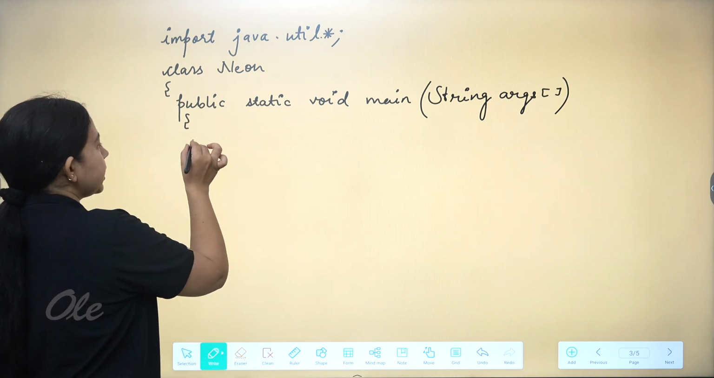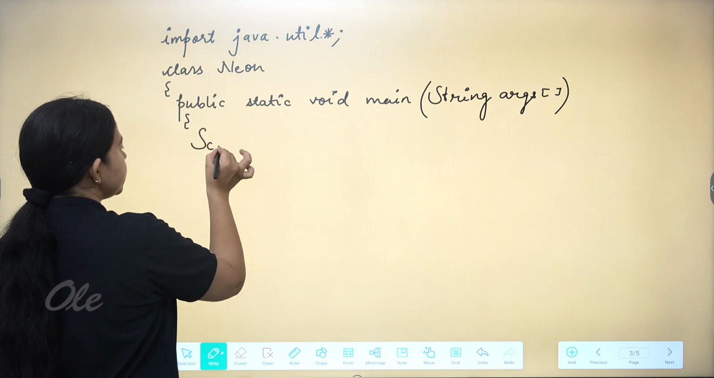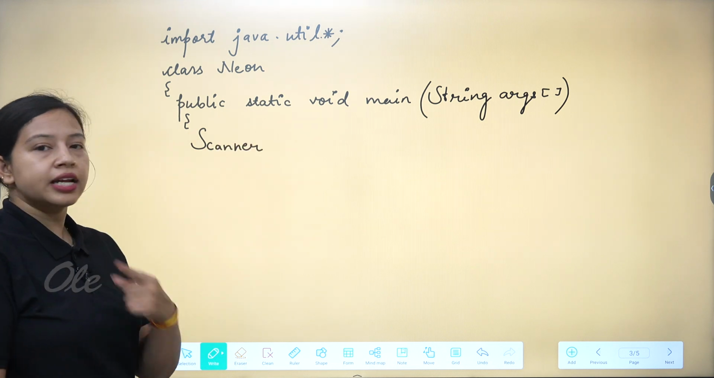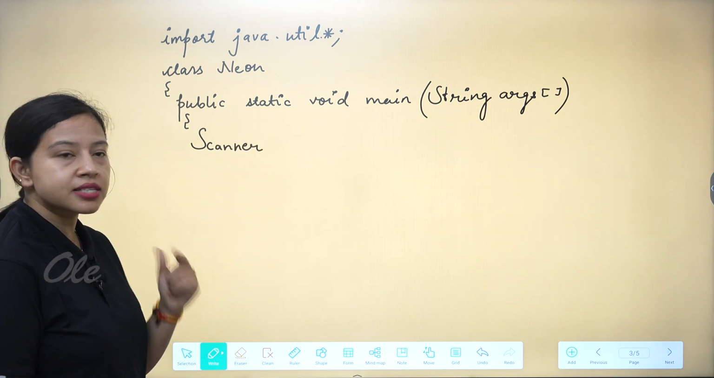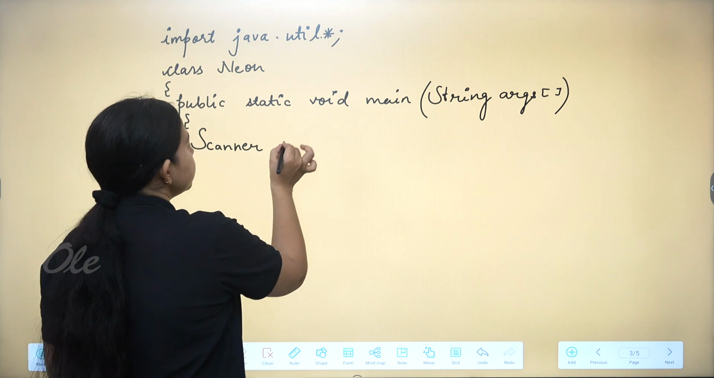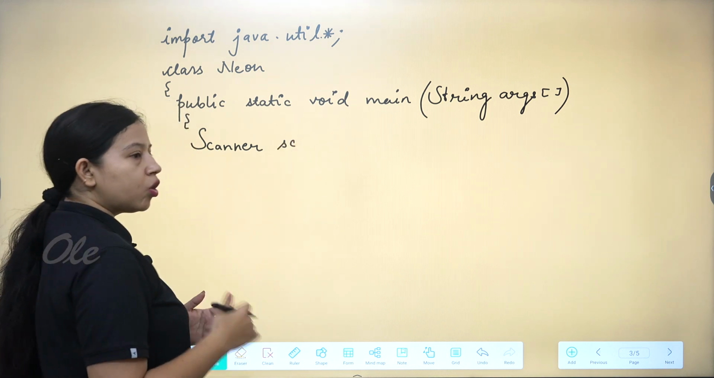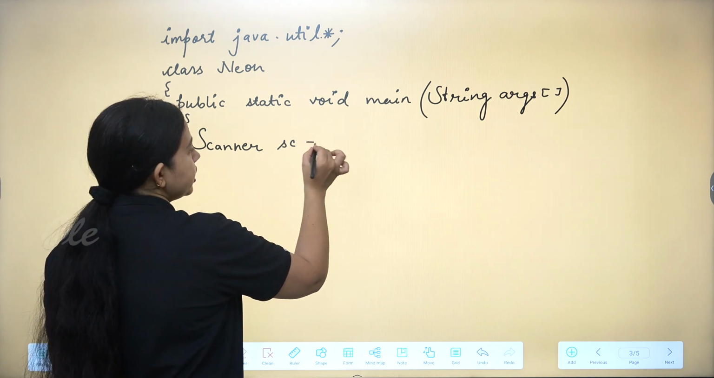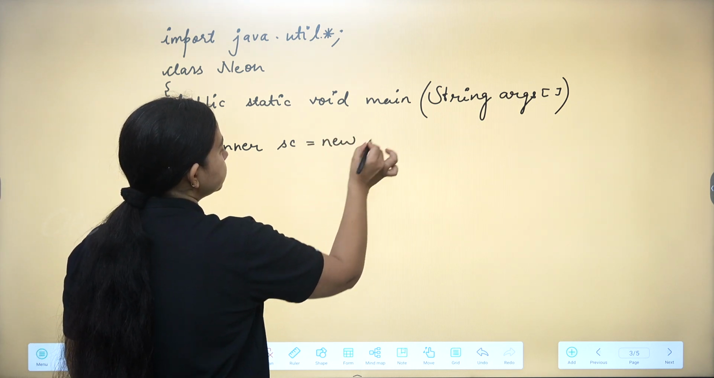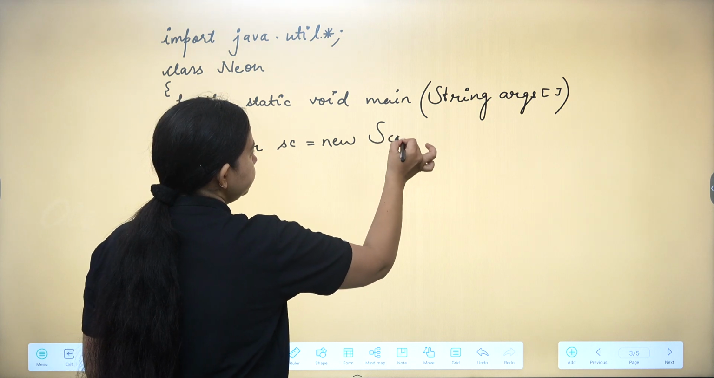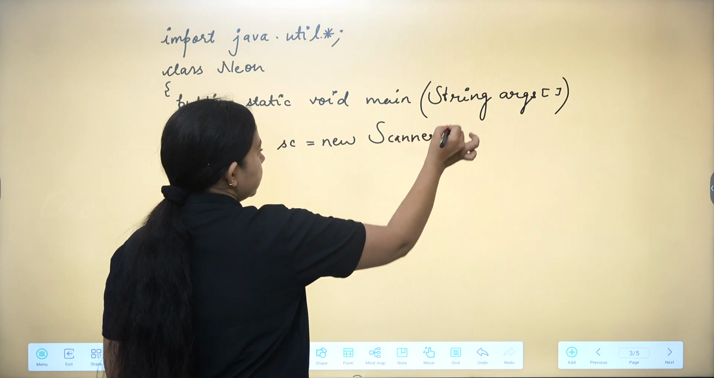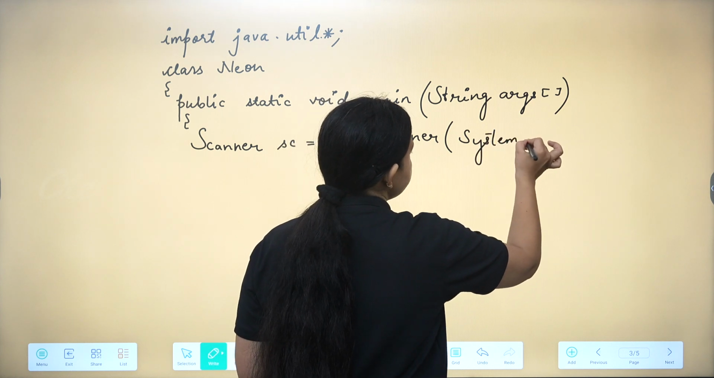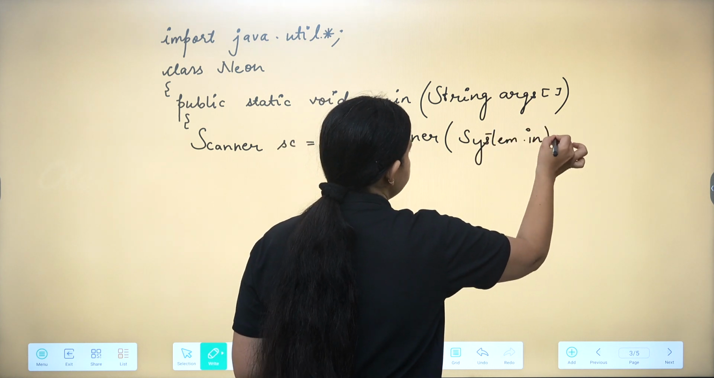It's time to create the Scanner class object. As we know, Scanner is a class, so the first letter should be capital. That's why the S is capital over here. Now the instance variable we are creating for this class is sc equals new Scanner. Now pass the argument inside it, that is System.in, semicolon.